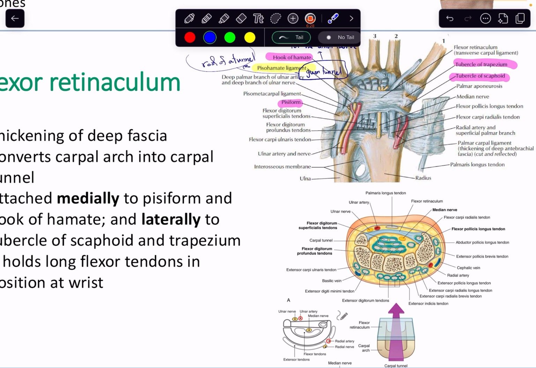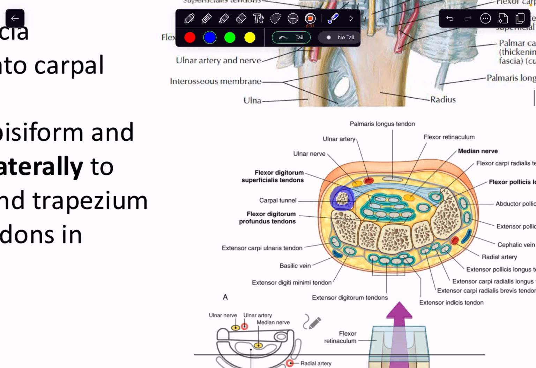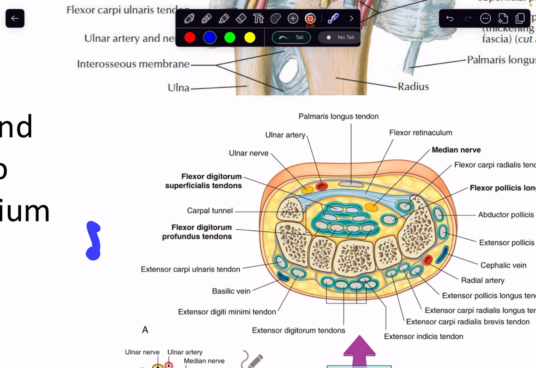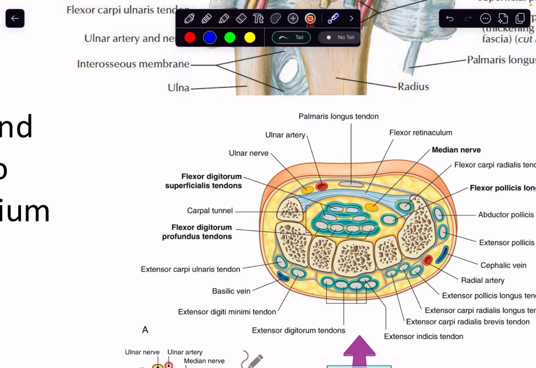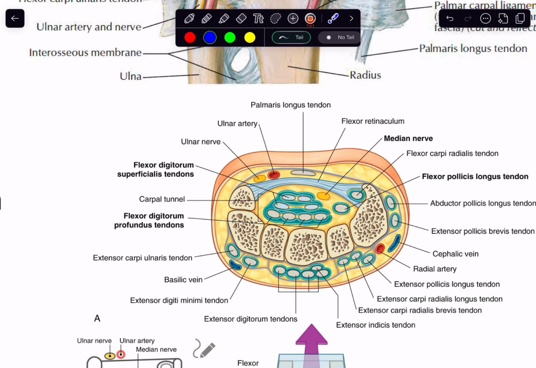Which bone is this? Pisiform, right? And below the pisiform actually sits the triquetrum, right? So pisiform, triquetrum, these are the first row bones on the medial side. Laterally, this is the scaphoid. So what happens in the first row? There are only 4 bones. So how many bones are here? 1, 2, 3, 4, 5, 6 bones. How is it possible?